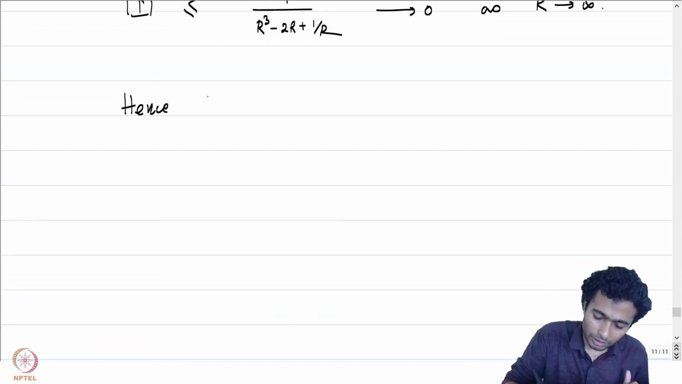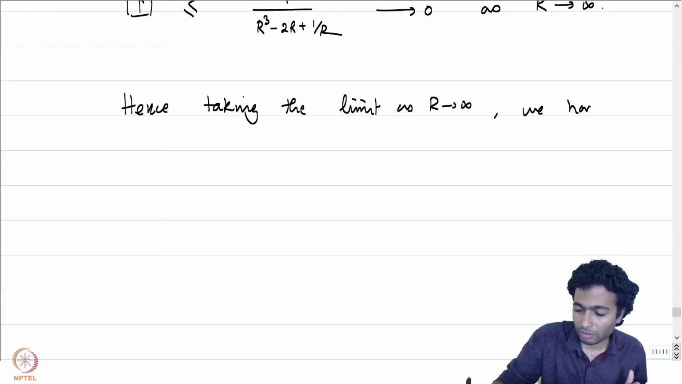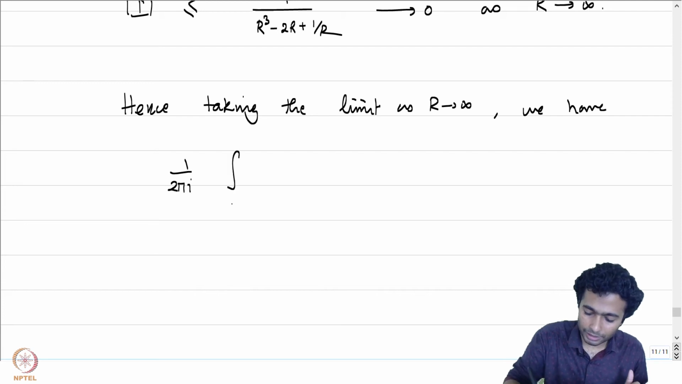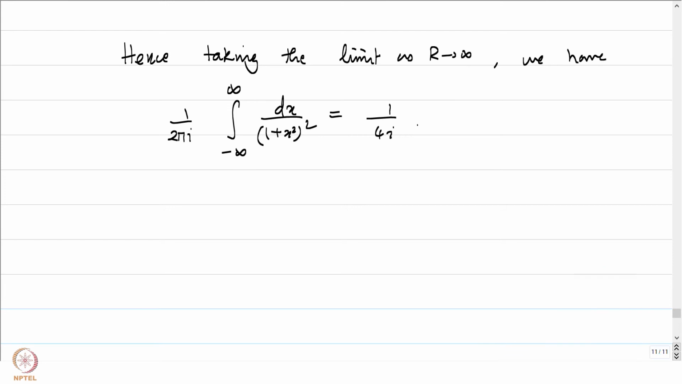Hence, taking the limit as r goes to infinity, we have 1 by 2 pi i times the integral from minus infinity to infinity of dx by (1 plus x square) the whole square is equal to 1 by 4i, and hence what we get to conclude is that half of the integral from minus infinity to infinity of dx by (1 plus x square) the whole square, the i's will cancel off, the 2 will cancel off, this is going to be equal to pi by 4.